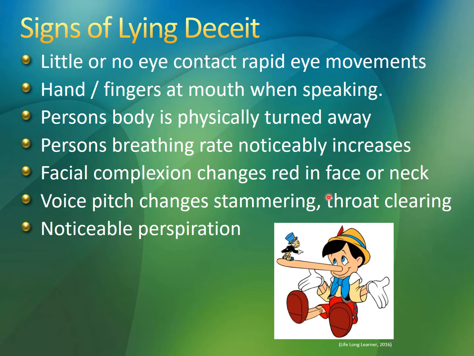Signs of lying or deceit. This is key when we're negotiating, to see what we're actually getting from the responder as we communicate. There's little or no eye contact, rapid eye movements, hand fingers at mouth when speaking. The person's body is physically turned away. We notice a breathing rate increase. Facial complexion could be red. Voice pitch can change and be high, with throat clearing and noticeable perspiration, nervousness. We all remember Pinocchio lying and how his nose grew.